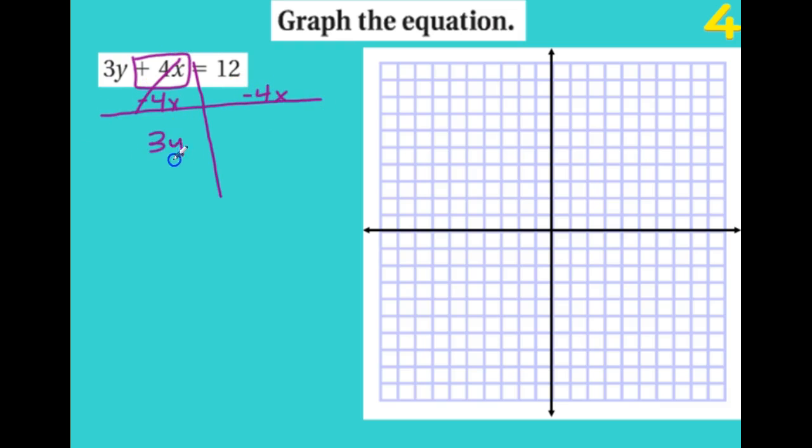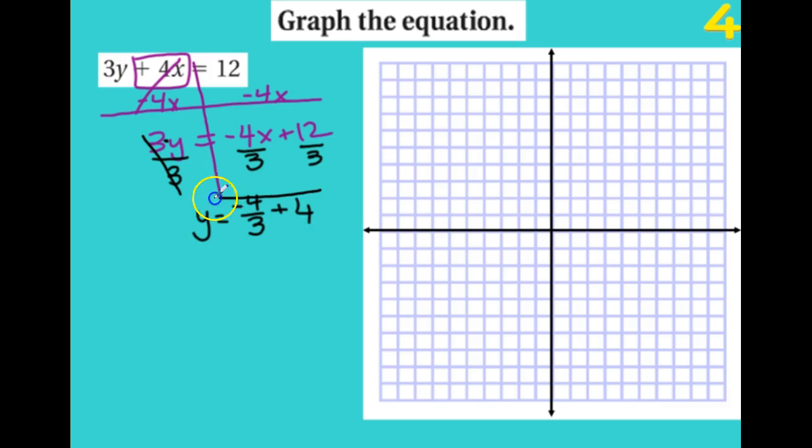So we have 3y, and write your x's first, negative 4x plus 12. It'll just make your life easier later. And then last, the opposite of multiplying is divide by 3. Divide every single piece by 3. 3 over 3 is just 1. 4 over 3, I don't know what that is. I'm just going to leave it as negative 4 over 3, plus 12 divided by 3, which is 4.